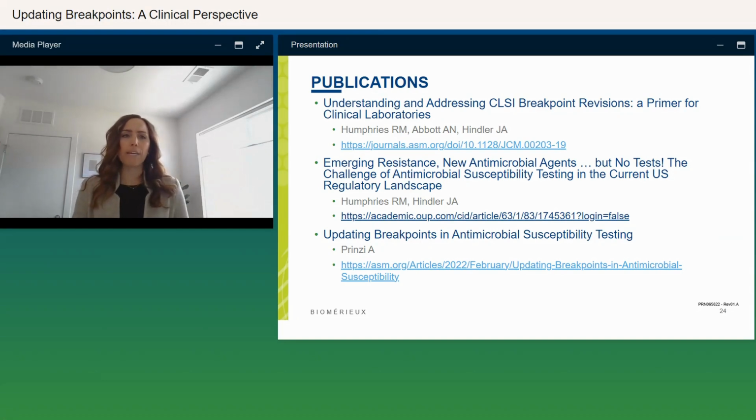Similarly, that second publication by Humphreys. And then lastly, a publication from Dr. Prinzi on antimicrobial susceptibility testing. All 3 of these I keep close in my favorites or in my frequently used documents, just because I do reference them so often and share them with colleagues and customers.